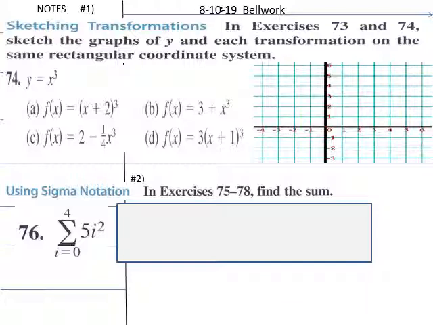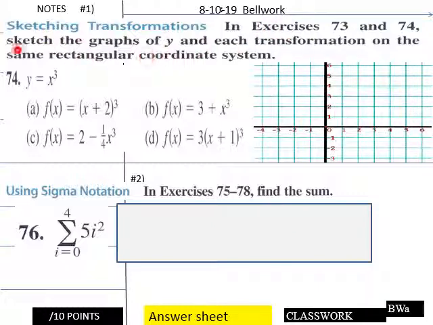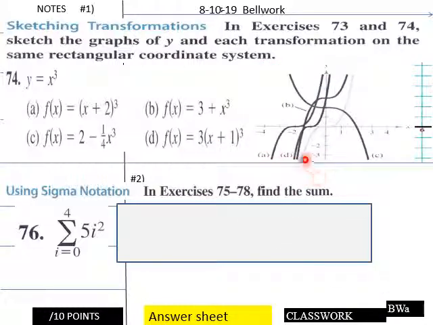Okay, welcome back everybody for today's solutions for the bell work. And for 74 up here, you have y equals x cubed and all these other shifts of the y equals x cubed function. x plus 2 cubed, 2 minus 1/4 x cubed, 3 plus x cubed, 3 times quantity x plus 1 cubed. So all those shifts would be here. Here's A, the x plus 2 cubed. And then B would be the 3 plus x cubed, which is right here.